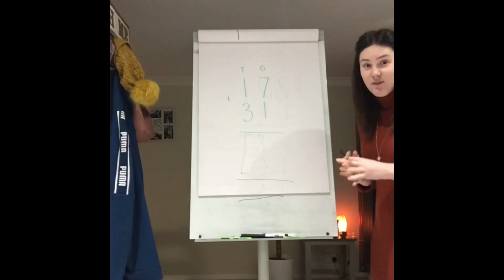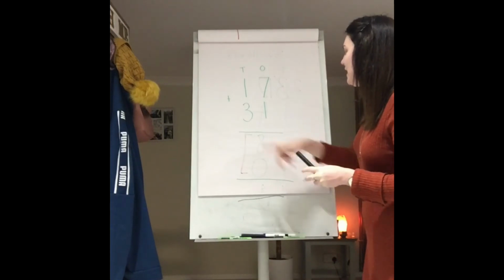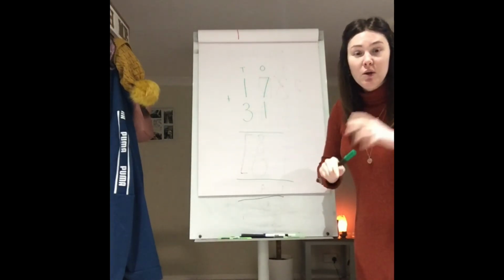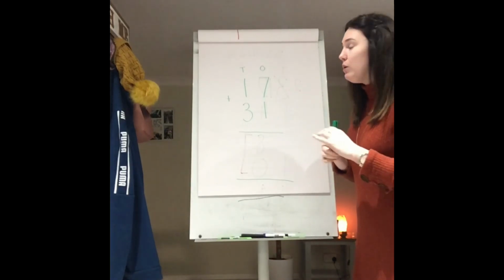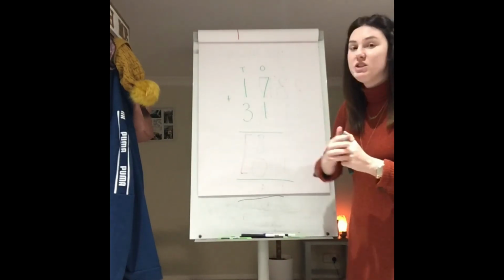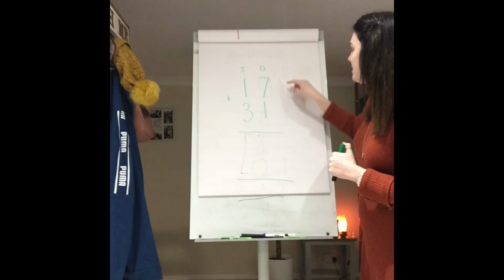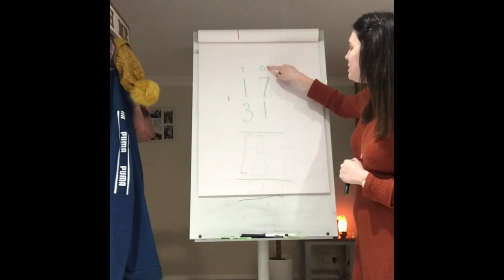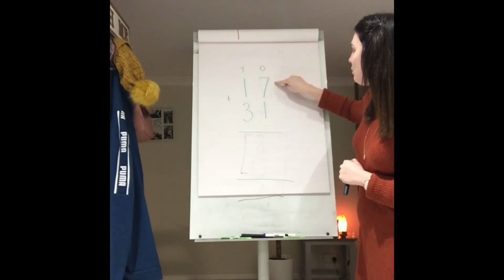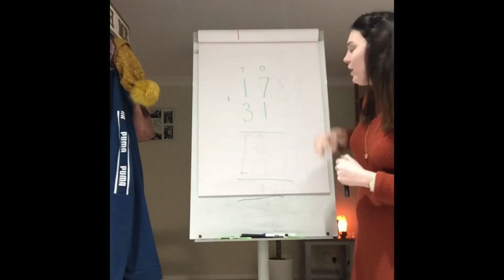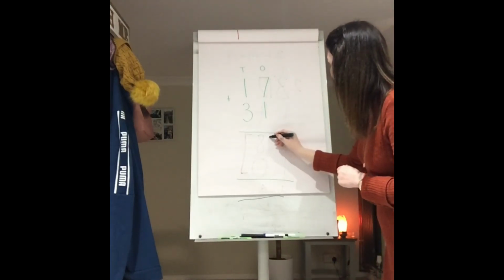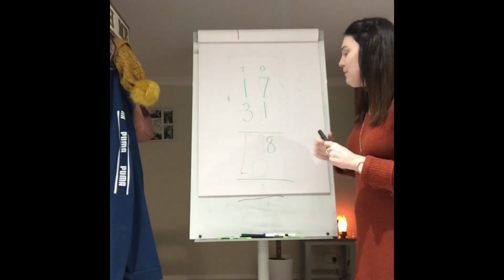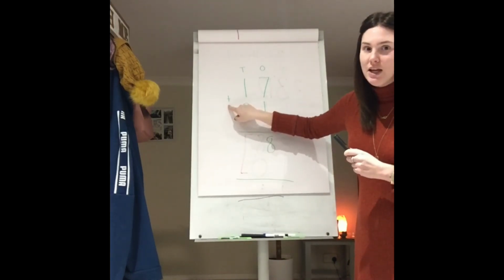Okay, so here's our first calculation, 17 plus 31. Remember today, because we're doing a mixture of addition and subtraction, we really need to be checking which symbol we're using. The first thing we need to do is look at our ones column, and we're doing 7 ones plus 1 one, and we know that 7 plus 1 is 8. Checking back at our symbol, it's still an addition, it hasn't changed.